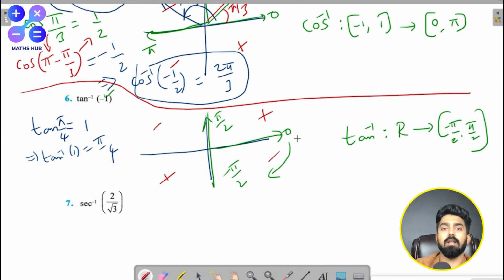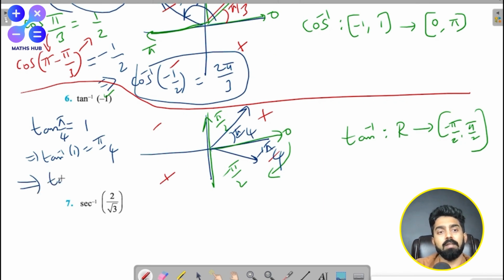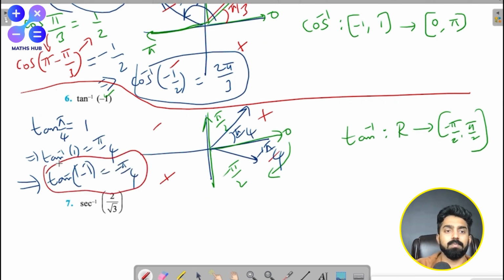So similarly, we learned from last time, we know that this is pi by 4. So pi by 4 is giving you 1. So negative would give you what? Minus pi by 4. So this works on the x-axis. It doesn't work on the y-axis, right? So this would mean that tan inverse of minus 1 is minus pi by 4. That's simple as that. That's it.